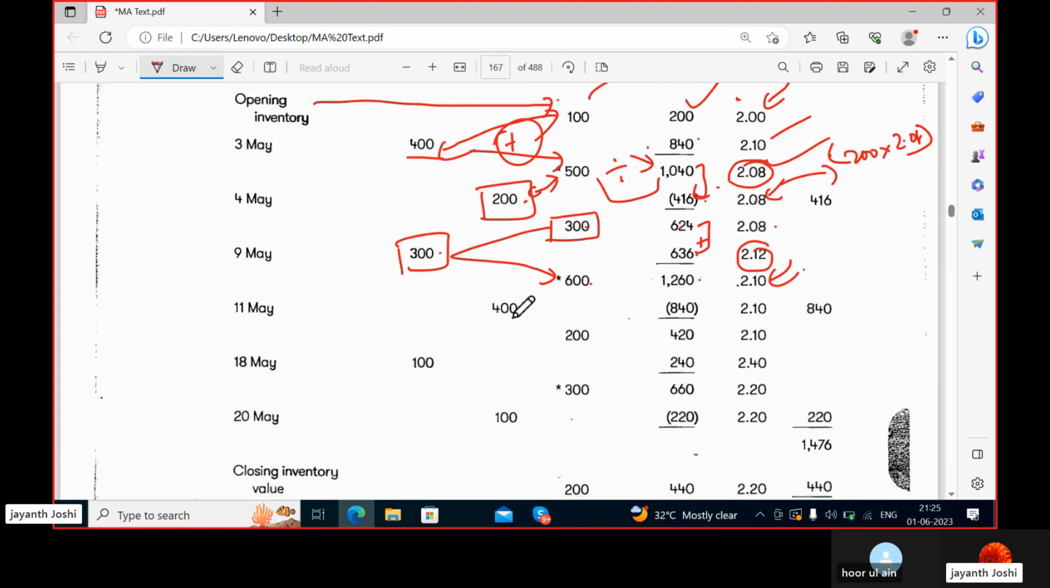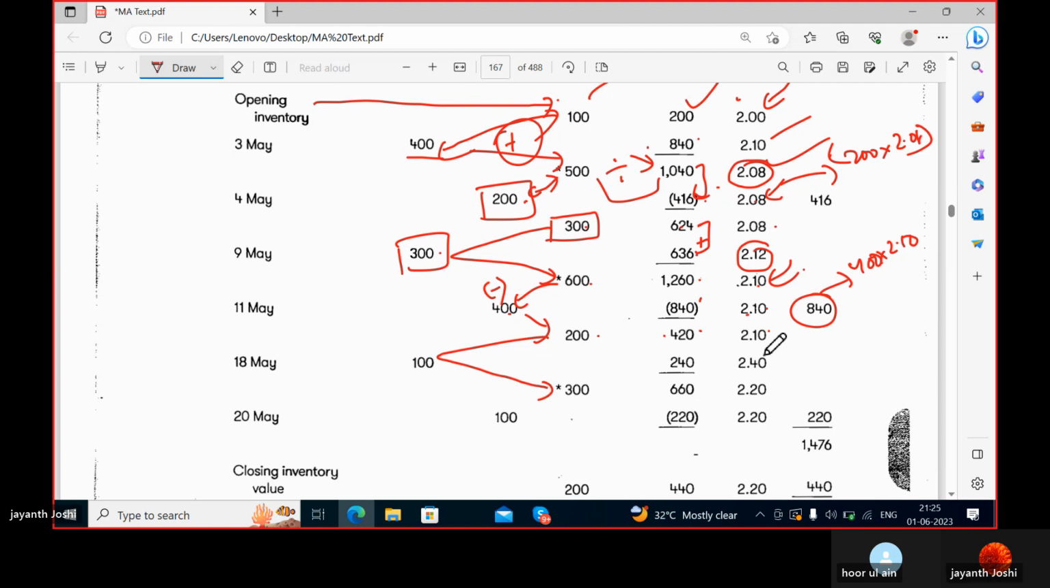Again, I'm selling 400 units. Out of the 600, I'll subtract. I'll get 200, and I'm selling at the rate of 2.10. So 400 into 2.10 is 840. And that subtracted, I'm getting 420 and I'm left over with 200 units, and 420 by 200 is 2.10 again. Again, I bought 100 units. So 200 plus 100 is 300. I bought it for the price of 2.40. So 420 plus 240 is 660. 660 by 300 is 2.20. That means 300 into 2.20 is nothing but 660. That you can understand.